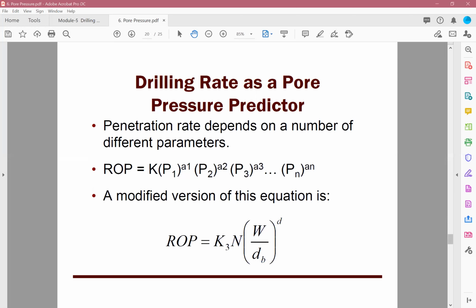Any idea why? What parameters would affect the penetration rate? Penetration rate means at what speed you are drilling, for example, the unit is feet per hour. If you are drilling in a field, what parameters would affect your penetration rate? What would increase your penetration rate? What would decrease that?